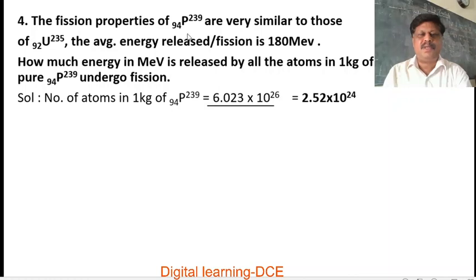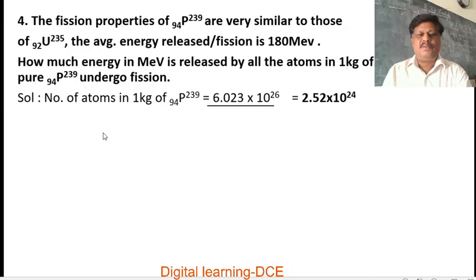The problem number 3. The fission properties of 94 plutonium-239 are very similar to those of 92 uranium-235. The average energy released per fission is 180 MeV. How much energy in MeV is released by all the atoms in 1 kg of pure 94 plutonium-239 that undergo fission?